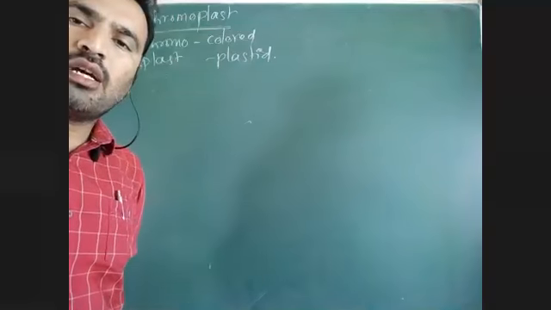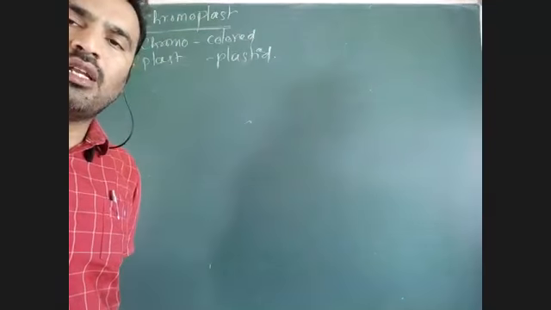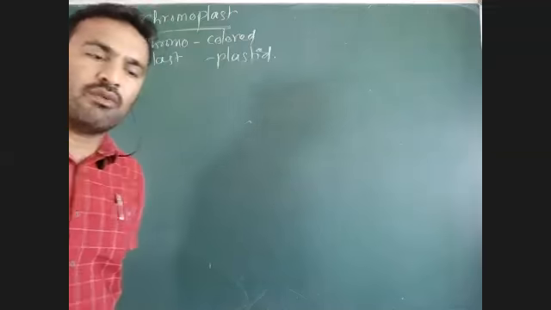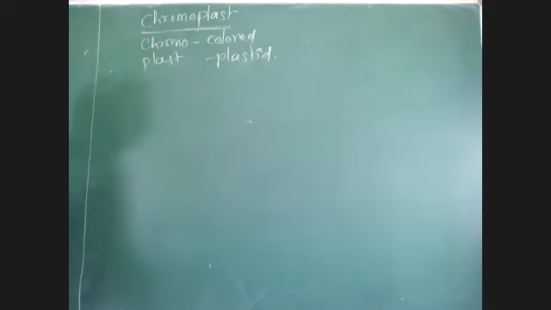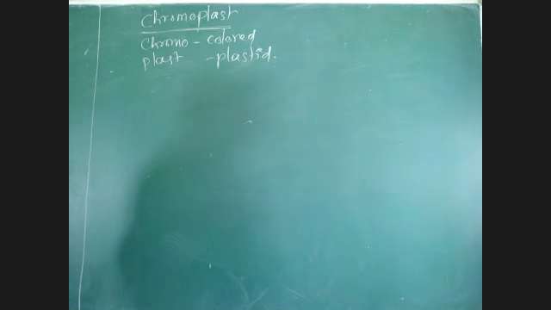Leucoplasts are colorless, I told you. They are mainly responsible for storage of food material. Food materials like carbohydrates, proteins and lipids are stored. That is the main function of leucoplasts. But here, the colored structures which are called plastids, they are called chromoplasts.